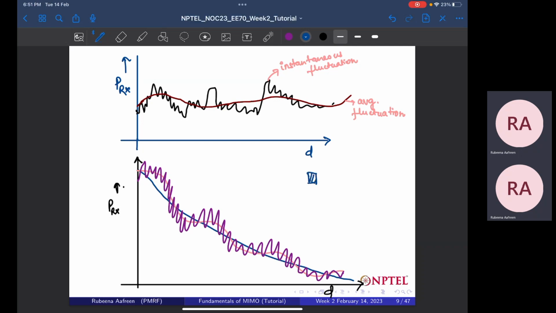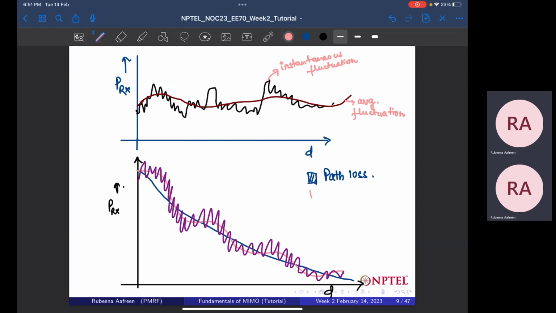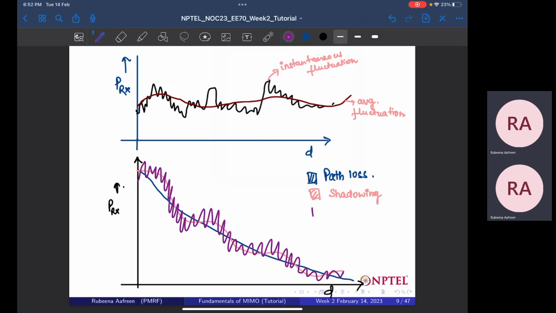So what we mean to say is that this is the path loss. Then this is the fading. This is the shadowing. And then this one is the small scale fading.